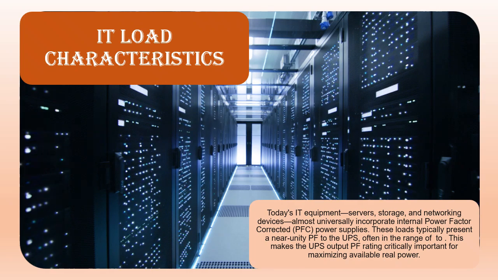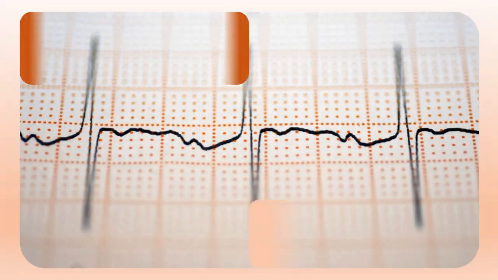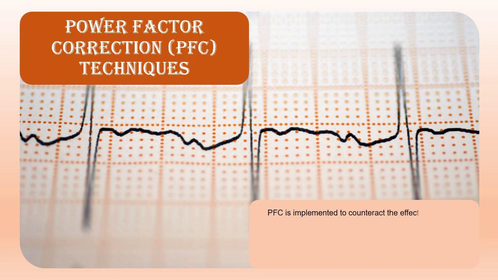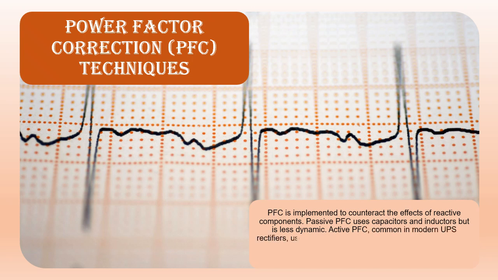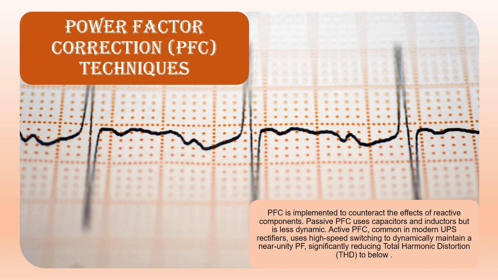Power factor correction, PFC, techniques. PFC is implemented to counteract the effects of reactive components. Passive PFC uses capacitors and inductors but is less dynamic. Active PFC, common in modern UPS rectifiers, uses high-speed switching to dynamically maintain a near-unity PF, significantly reducing total harmonic distortion, THD, to below.